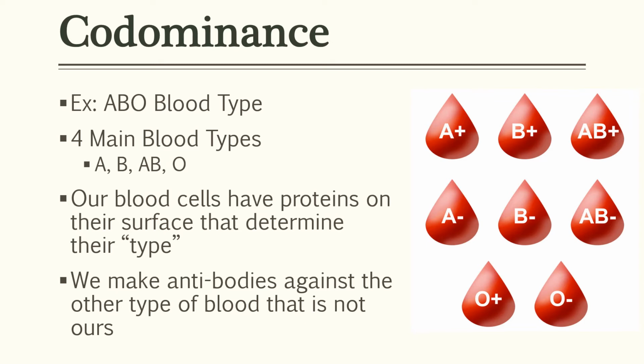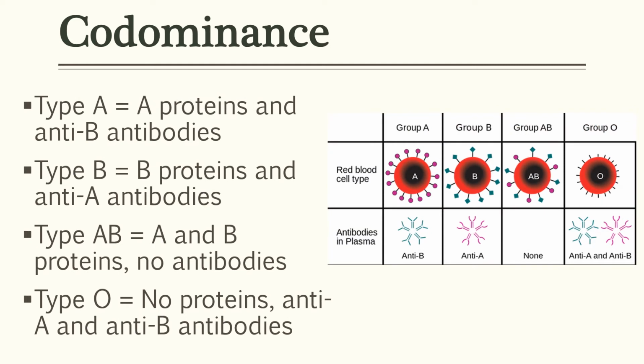And then we make antibodies. These are special proteins that can recognize those surface proteins, those surface antigens of blood that's not ours. That way, if somebody else's blood gets into our body, we can attack it and keep it from hurting us. So type A blood, this group right here, has A proteins represented by the little circles on its surface. And so they will make anti-B antibodies. We don't want any B blood getting in the A blood body.